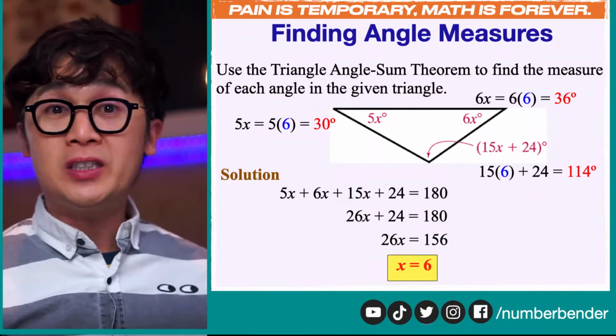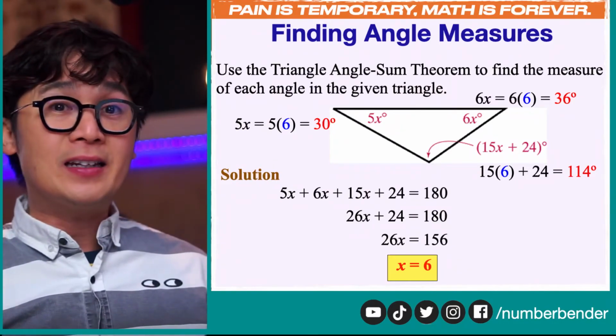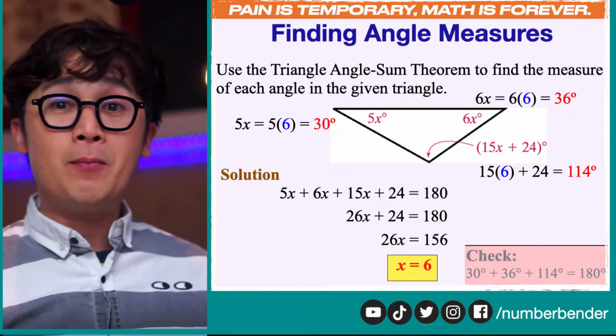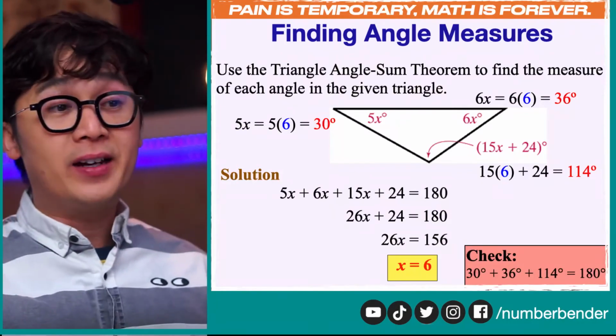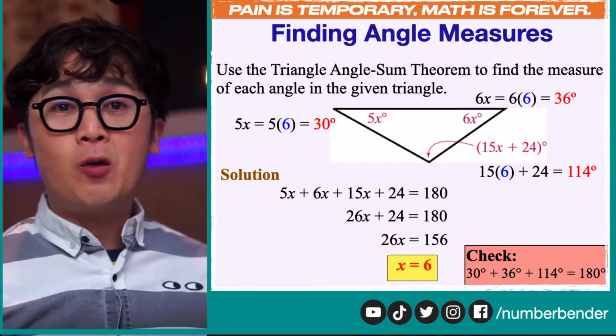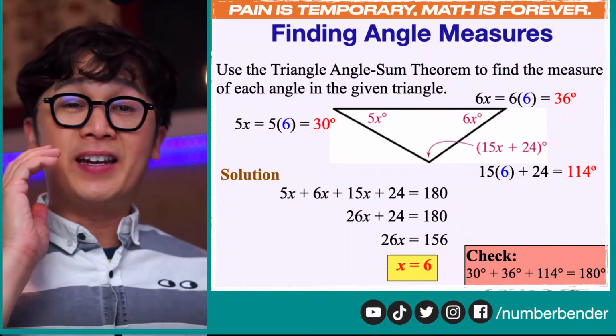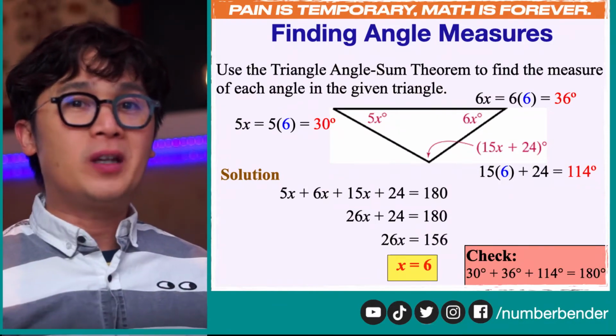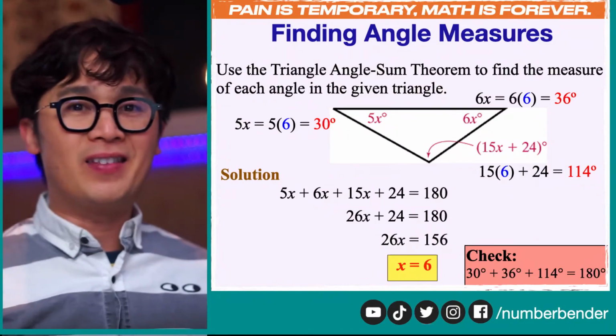is 114 degrees. And we know that we calculated the angles correctly because if we add them up, they equal 180 degrees. And that is how we combine our skills in algebra and geometry to solve problems similar to what we've just completed in this slide.